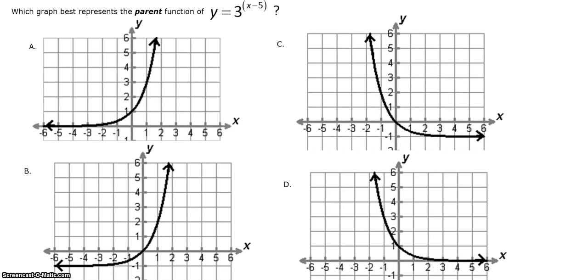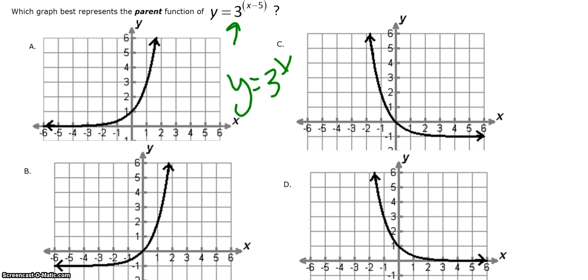So the first question: which best represents the graph of the parent function of y equals 3 to the x minus 5? As we said in the last video, any exponential function has its own parent function, and the parent function starts with the base. So this one has a base of 3. It's going to be y equals 3 to the x.